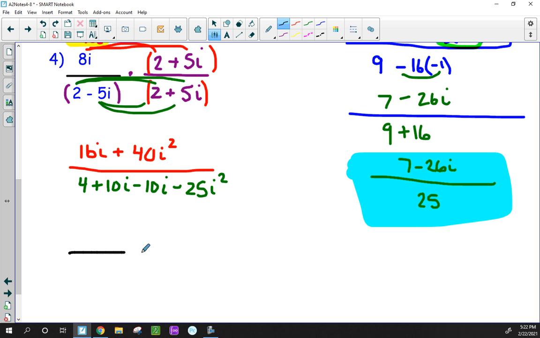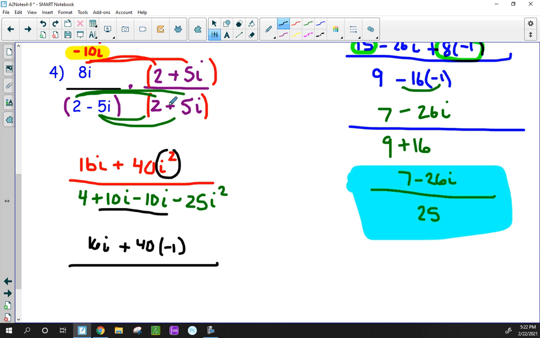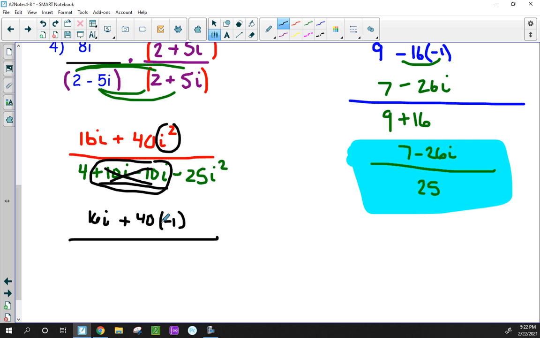Okay, next step. Go to the top. Change this over to a negative 1. So it's going to be 16i plus 40 times negative 1, and we'll simplify that in a second. You'll go to the bottom and you notice that the middle terms are the same. One's positive 10 and one's negative 10, and that's essentially because we use the conjugate. That's why this method works. It's always going to cancel these out, but you still have to go through the steps to show. 10 minus 10 is 0, I don't have to write it down. I'm going to drop my first number down, which is 4. I'm going to drop my negative, that's a negative 25, and replace i squared with negative 1.